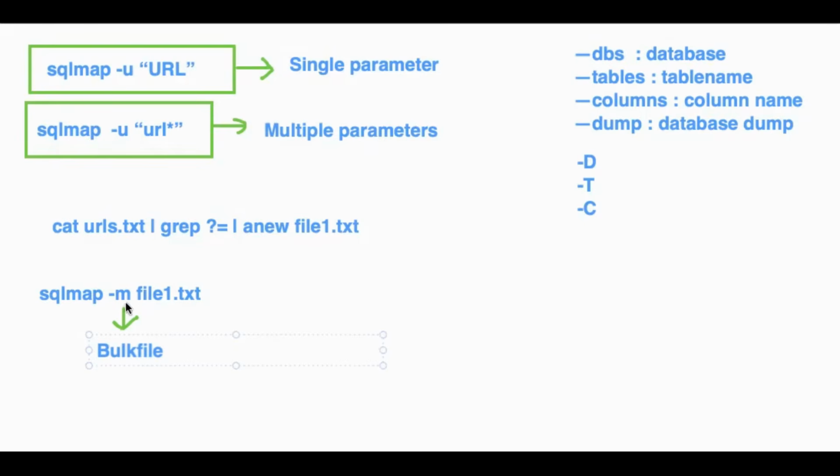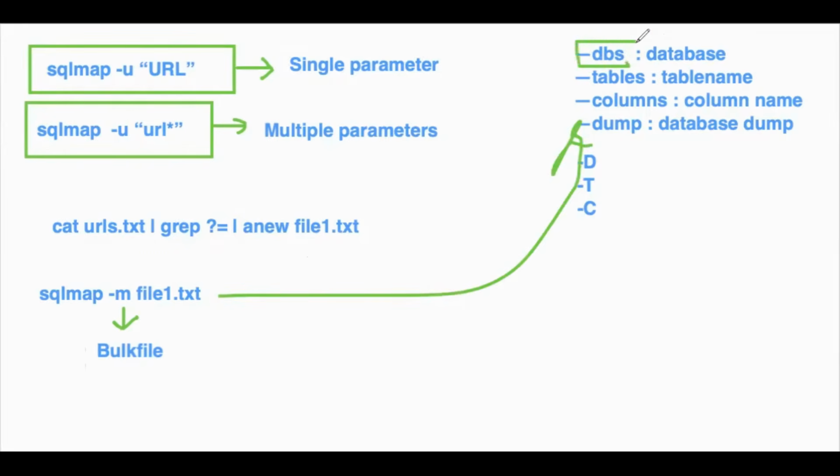So you use the -m option to give a bulk file, and with that -m option you can give those options if you want to discover the database. So first we run this database command. So if a database is present, then we run all these 3 or 4 commands we have. So -m is used for a bulk file.